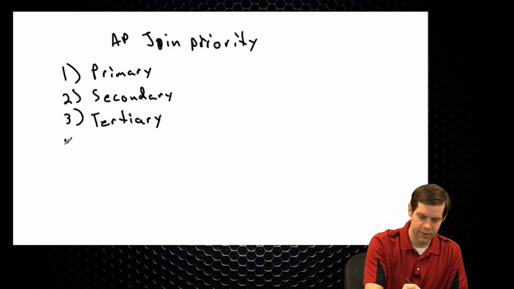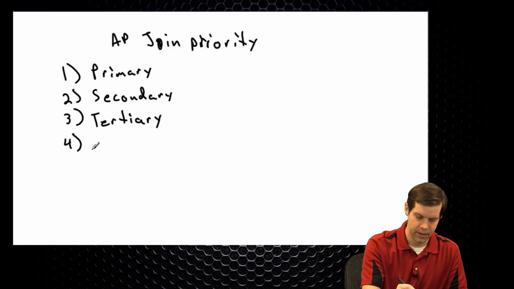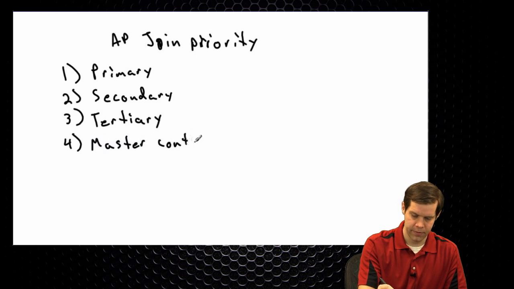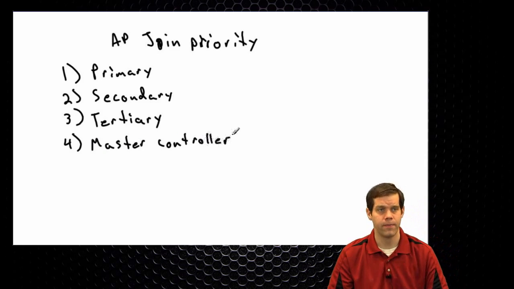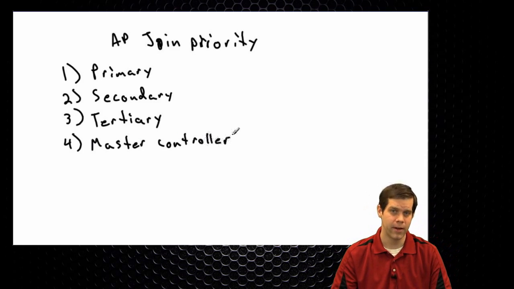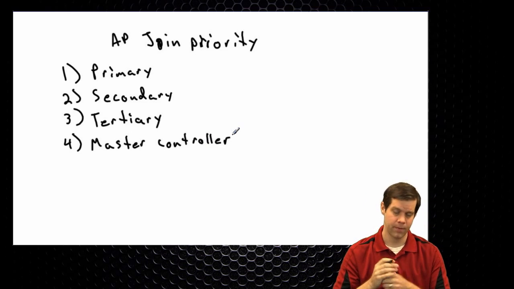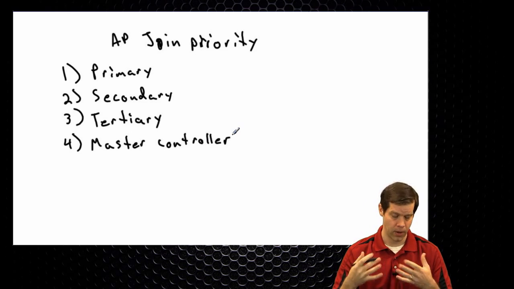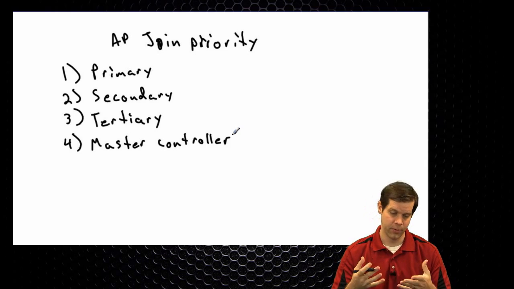So hard-coded primary, secondary, tertiary. If we don't have one of those, or you're not able to join up to one of those, the next one is going to be a master controller. This is just any wireless LAN controller that has the master controller option enabled. Typically you would most likely have one of these in your network, and it's usually done so that any brand new APs that come up just sync in to this master controller. Once they're there, you go and configure them for the appropriate primary, secondary, tertiary controllers, and then they never really use the master controller anymore unless that was supposed to be the controller that they're on.